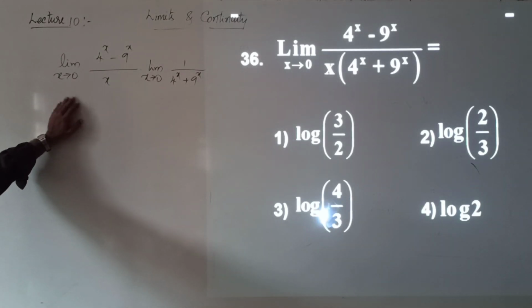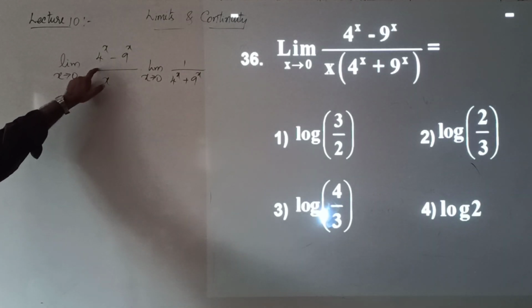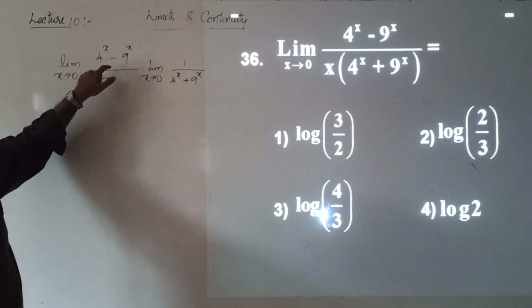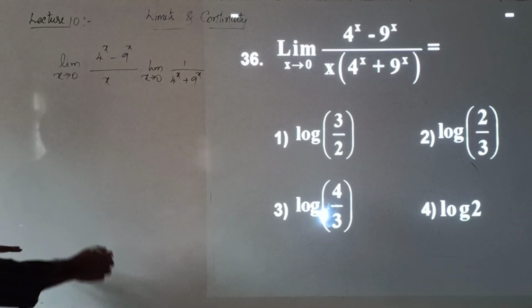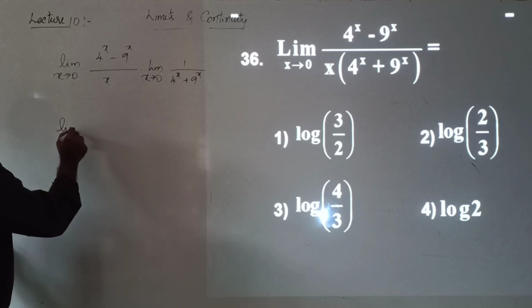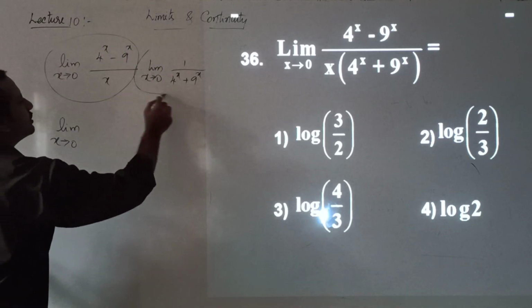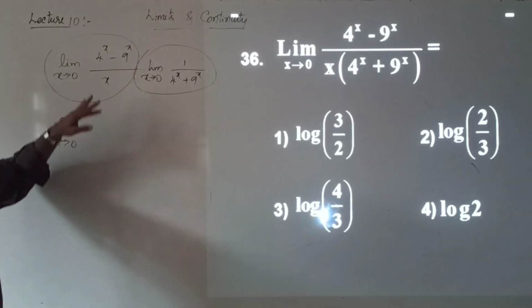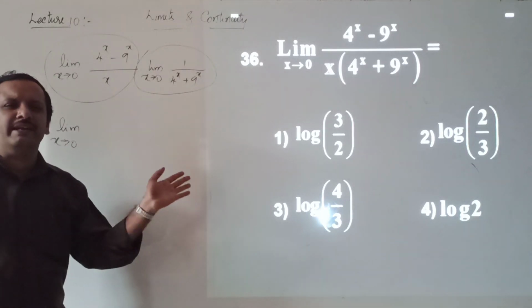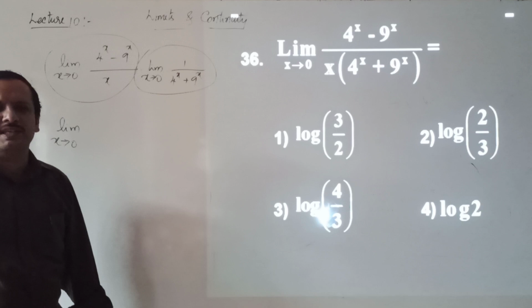And here we have a problem. Because 4 power 0 is 1, 9 power 0 is 1, 1 minus 1 is 0, numerator 0, denominator 0. So when I say numerator 0, denominator 0, actually now I am treating these two as two separate problems. I will evaluate this limit and I will evaluate this limit and finally I will multiply those two. That should give us the desired answer.